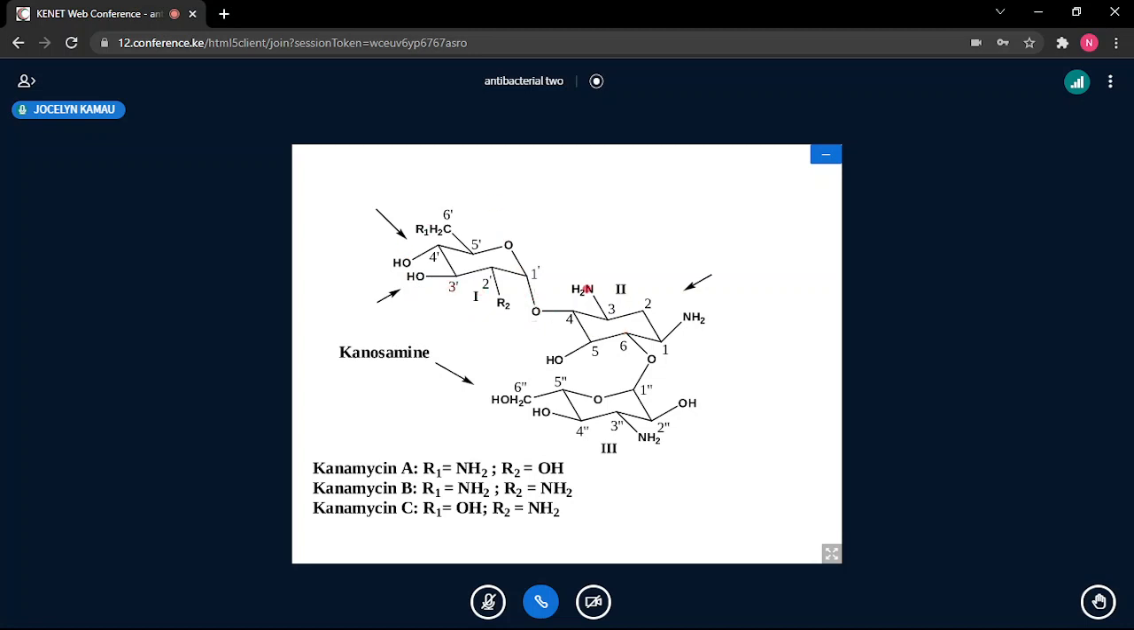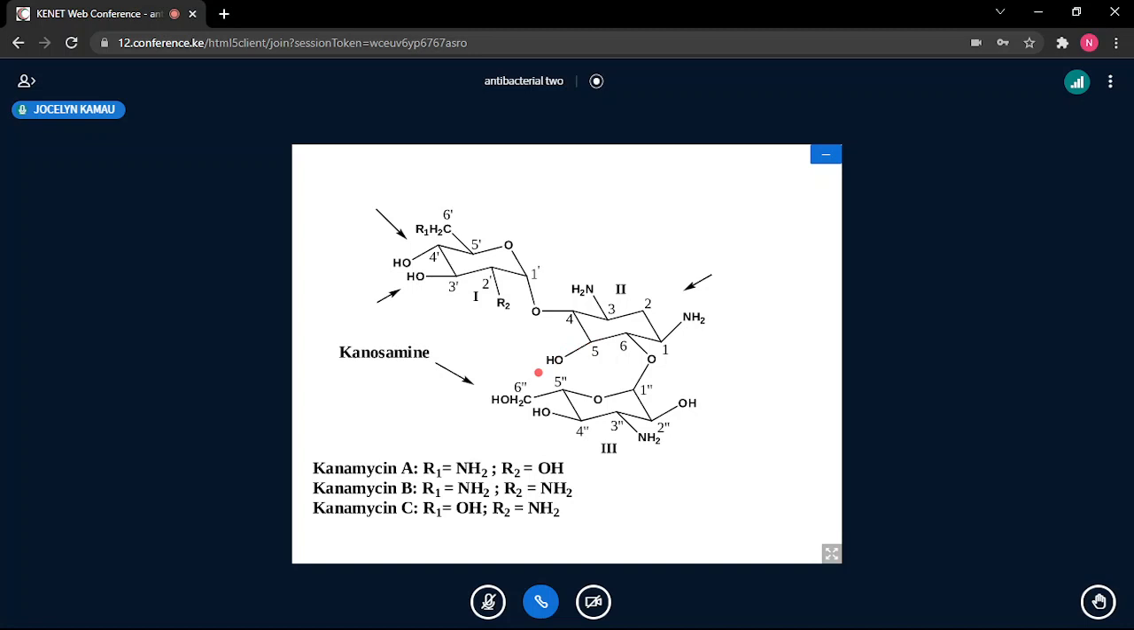So if you look at this, this is 2-deoxystreptamine. It qualifies to be 2-deoxy because at that position, you can see the hydroxyl group has been removed. At position 1, it has an amino group. At position 3, it has an amino group.